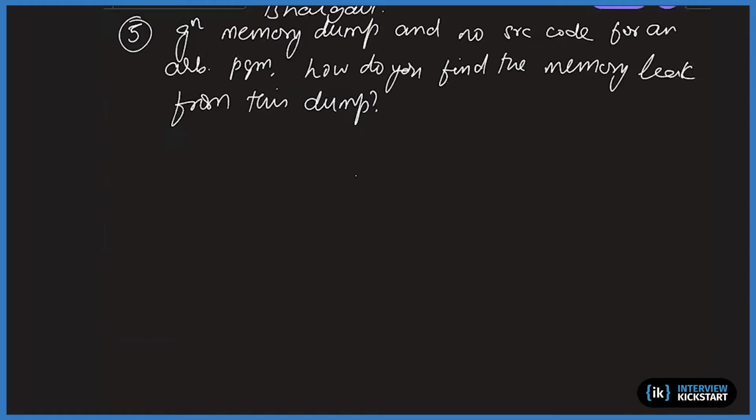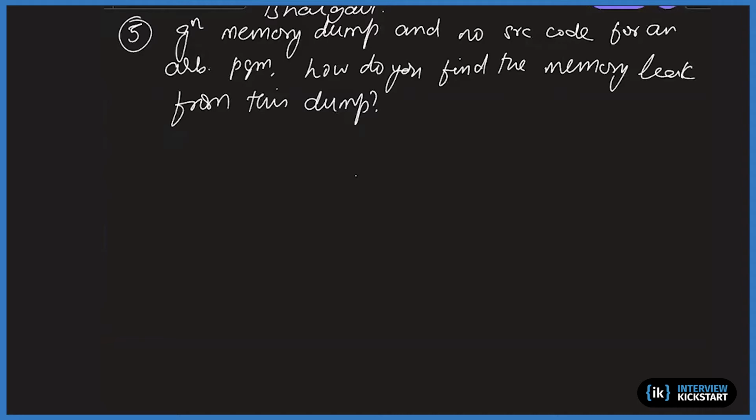Given a memory dump and no source code for an arbitrary program, you don't know what it does. How do you find the memory leak from this dump? Have you actually done it ever? It's not fun. Okay, so I haven't done it, but I came across this question in class or somewhere, so I was just curious how to go about it.